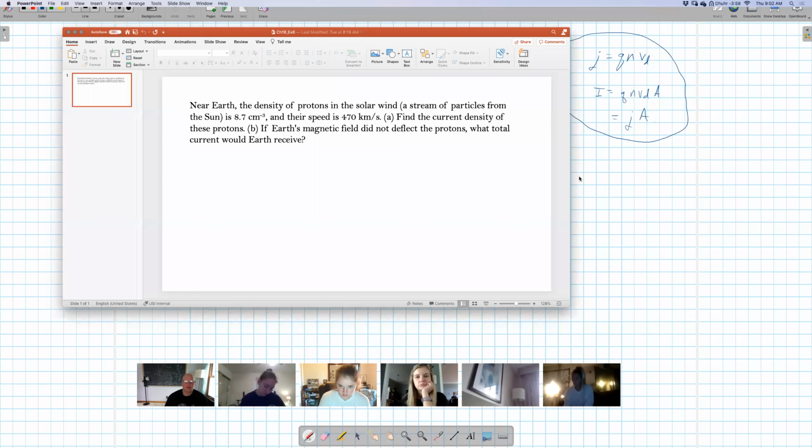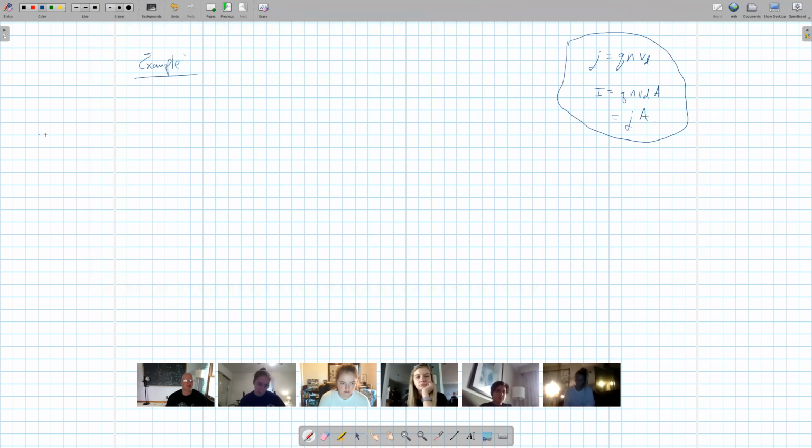And then part B, if the Earth's magnetic field did not deflect protons, which we'll talk about when we get to magnetic fields, what would be the current on the surface of the Earth? So this is what we want to know.